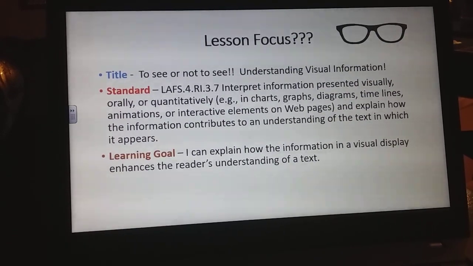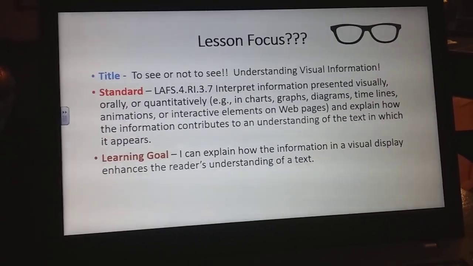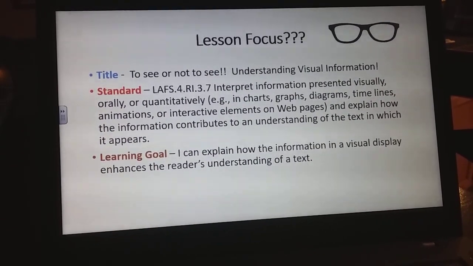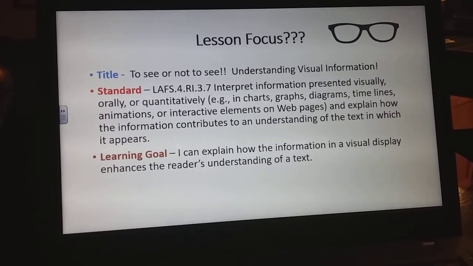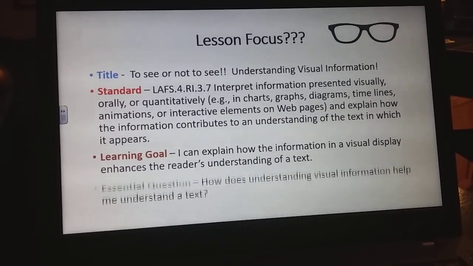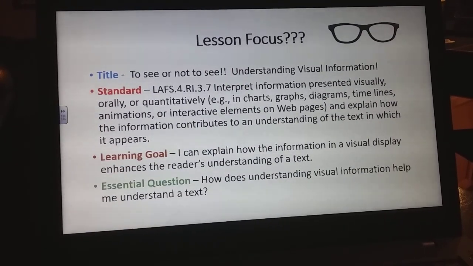Here's your learning goal for today. I can explain how the information in a visual display enhances the reader's understanding of a text. That word enhances just means how does it add to it? How does it make your understanding of the text even better? So our essential question that we're going to be trying to answer throughout the lesson is, how does understanding visual information help me understand a text?